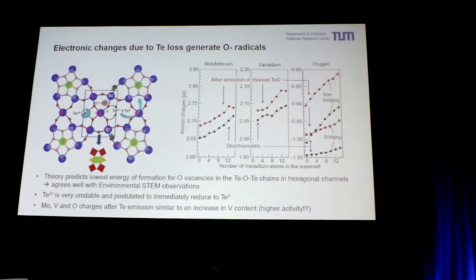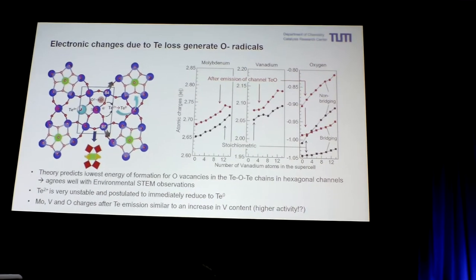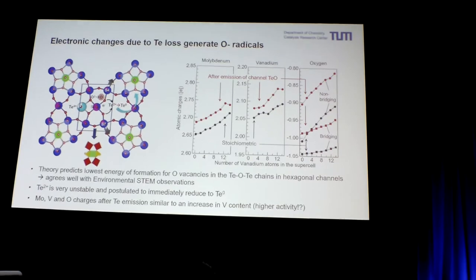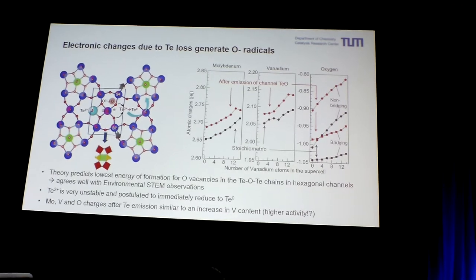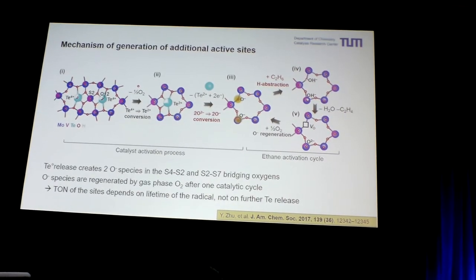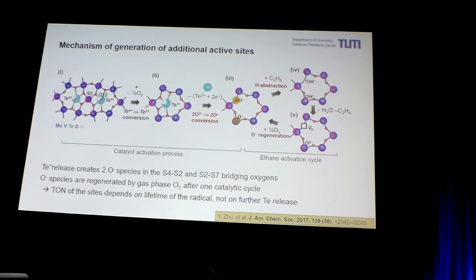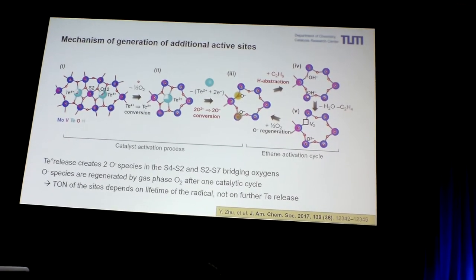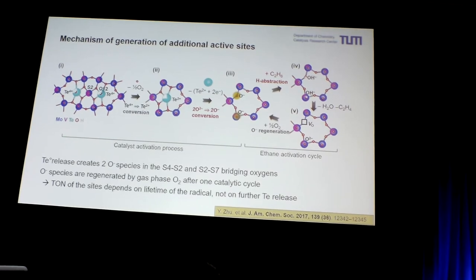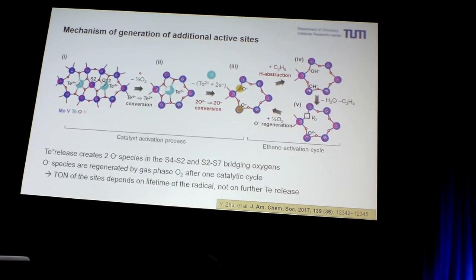So what we propose, by the way, this bridging oxygen is in this position because the tellurium in the hexagonal channel is adjacent to this active site, so it happens to also be in this position where the vanadium is located. What we propose then is that these O minus bridging species are performing the reaction as well. So it is that these types of species are able to abstract the first hydrogen from alkanes. In this way, here we show how the ethane ODH will happen in these sites. At the end, we generate an oxygen vacancy that can be restored by the oxygen of the gas phase.